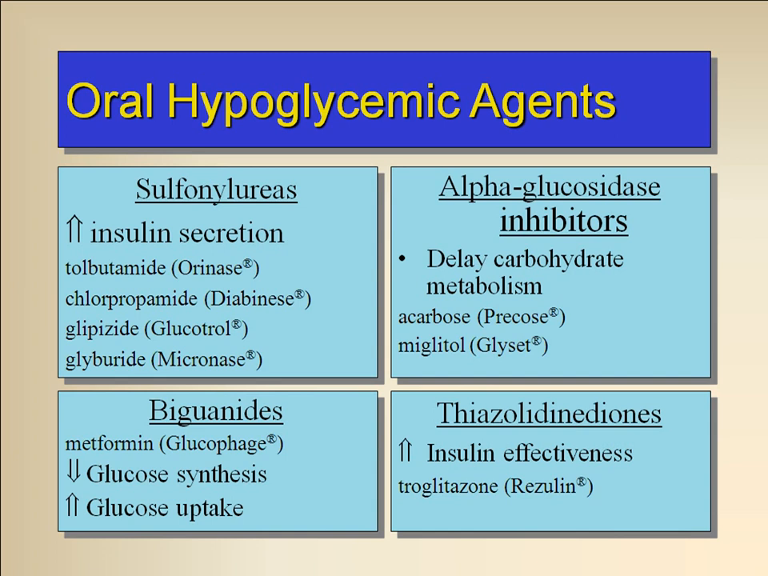Okay? So these cause an increased secretion. They stimulate the pancreas to produce more. The biguanides increase glucose uptake and decrease glucose synthesis. Actually, that doesn't make sense. Decreased glucose synthesis. I bet it's the other way: increased glucose synthesis and decreased glucose uptake, because you want more glucose.